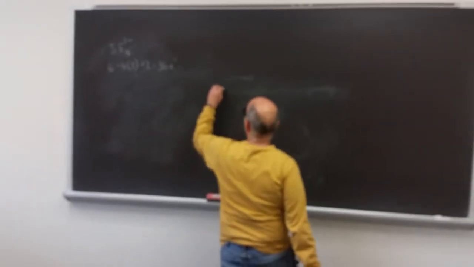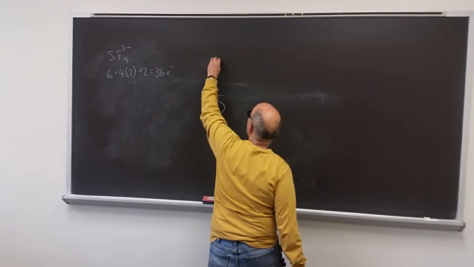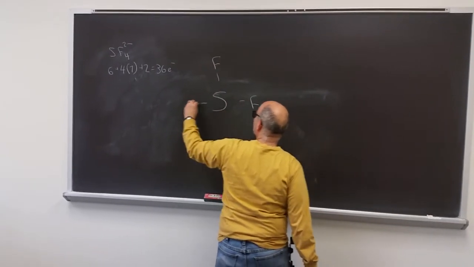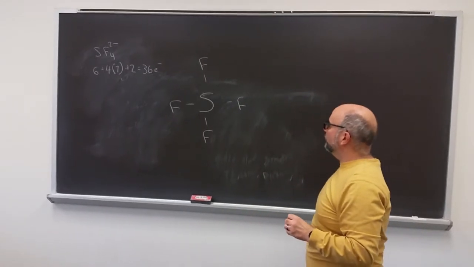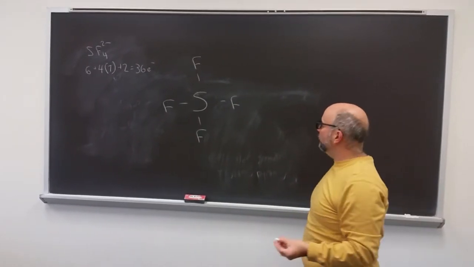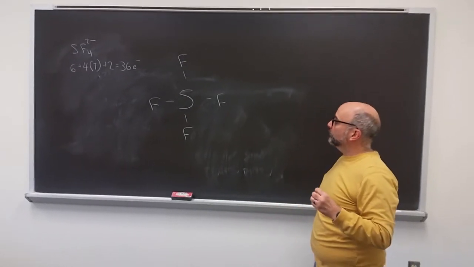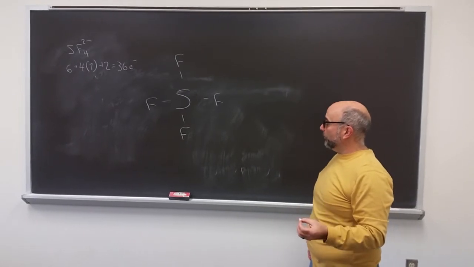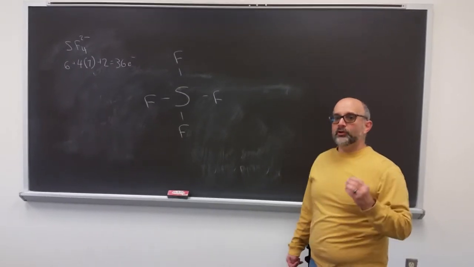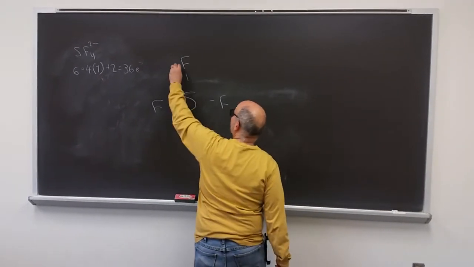So the formula would indicate that sulfur's in the middle, and the 4 fluorines are peripheral. So we've used 8 of our 36 electrons already with these single bonds. So the next step is to put 3 unshared pairs around all of the outer atoms that are not hydrogen. And so we can start. So we've got 8 showing now.